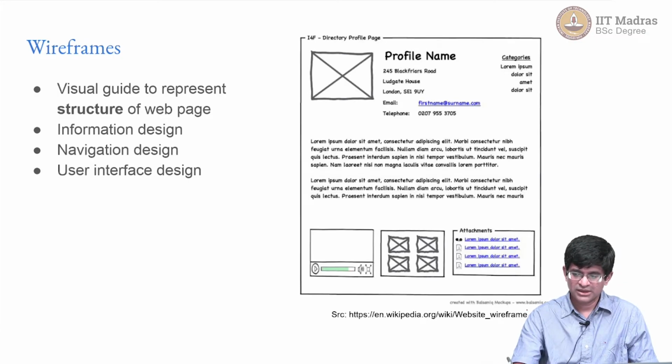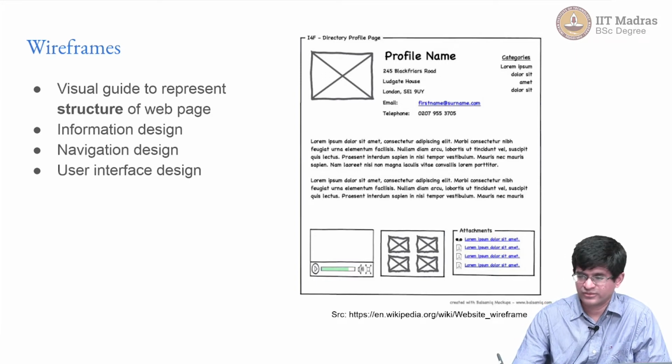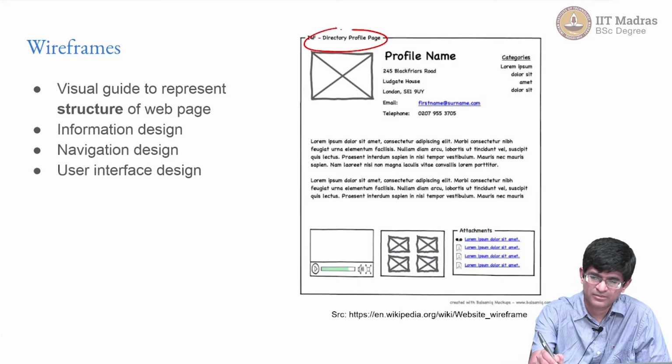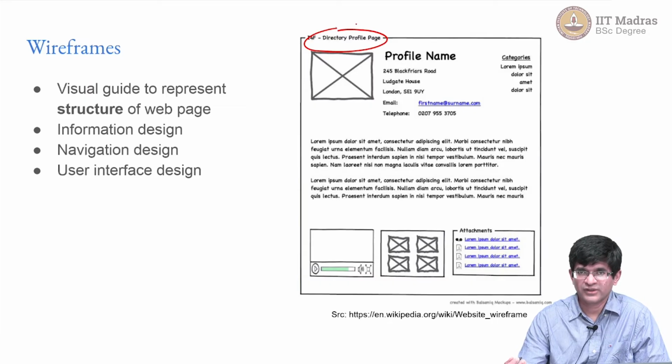So this is an example. Once again, I've taken this picture from the Wikipedia site for website wireframe. Essentially this is what you might imagine to be the wireframe for, let's say, a directory profile. What exactly do I mean by directory profile? What I have in mind is a list of users in some kind of directory system, and if I click on the information corresponding to one particular user, this is the information I would like to see.